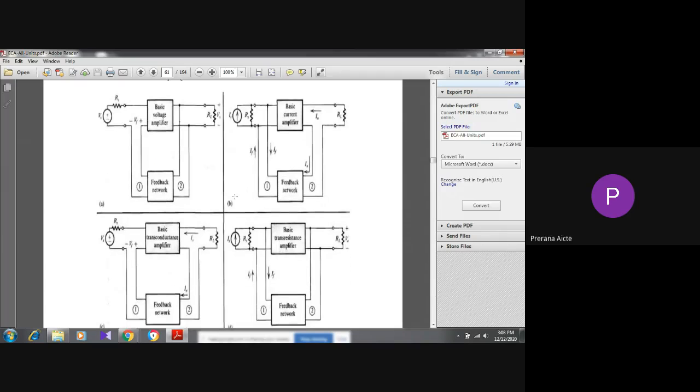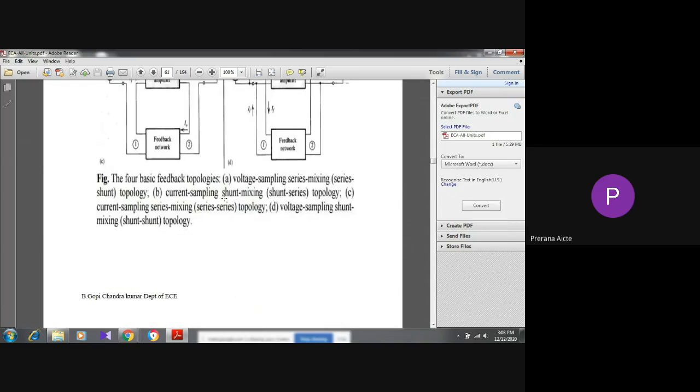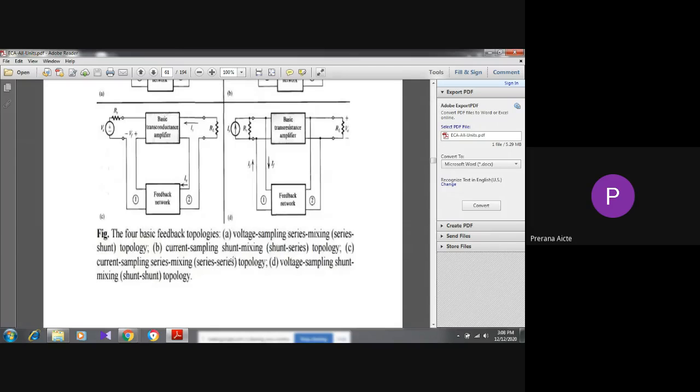Next one, we have four feedback topologies: voltage series feedback, voltage shunt feedback, current series feedback, current shunt feedback. These are the four feedback topologies: voltage series, voltage shunt, current series, current shunt.